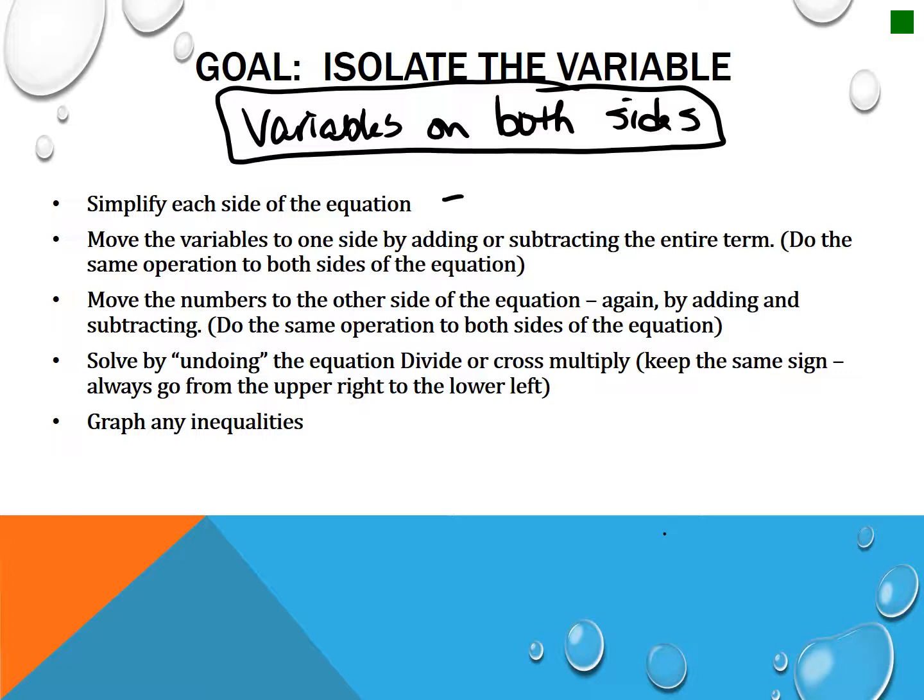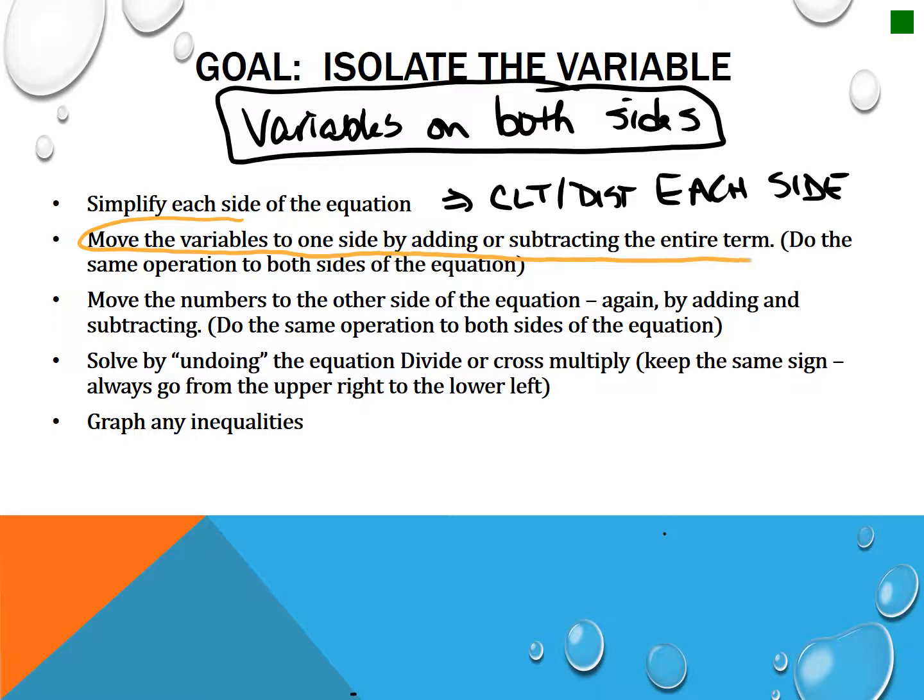First of all, you're going to have to make sure that you combine like terms and distribute each side. So you're going to do each side. Are you writing this down in your little composition book? Hope so. Clean up each side individually. Then, after each side's cleaned up, you're going to move the variables to one side, and you're going to do that by adding or subtracting. Then you're going to move the numbers to one side, and you're going to do that by adding and subtracting.